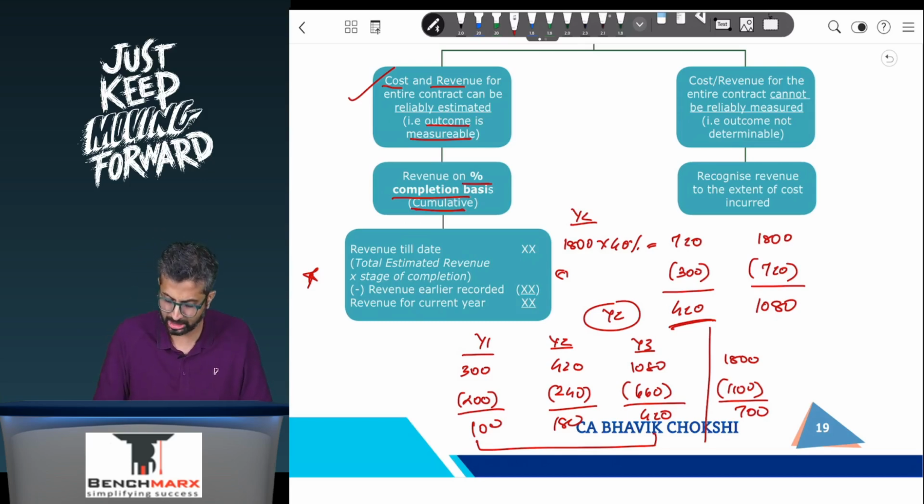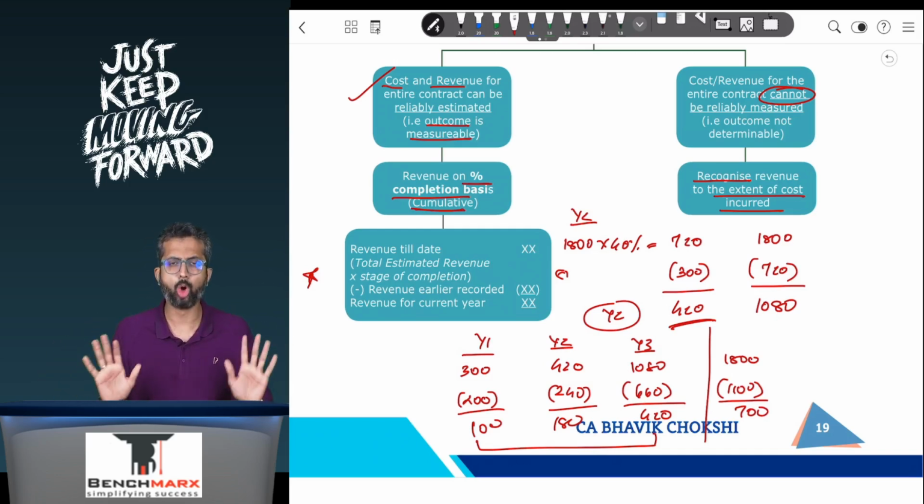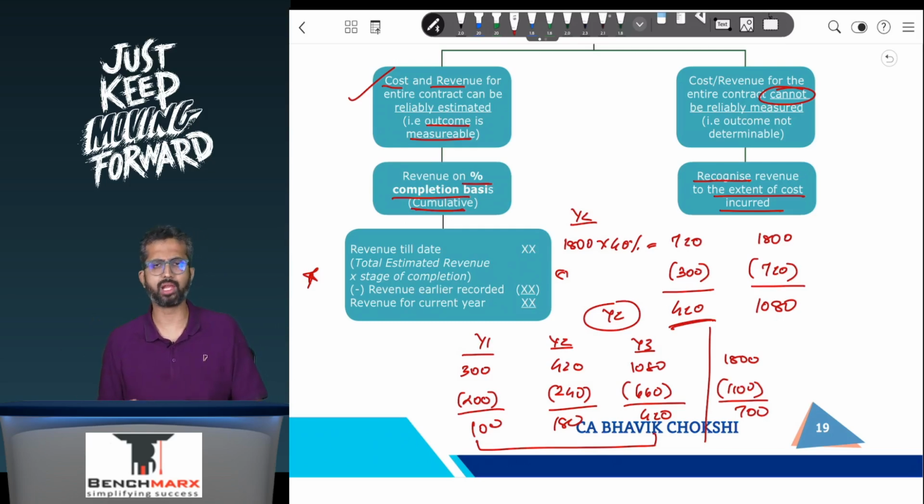So over here, cost or revenue cannot be reliably measured. In such a case, you will recognize the revenue to the extent of cost incurred, assuming that you are able to recover that cost. Now, this is relatively rare. You will not get a question on this. If you do, you should be aware. Most of the questions are on outcome being reliably measured.